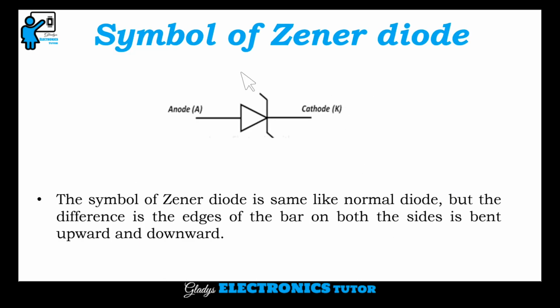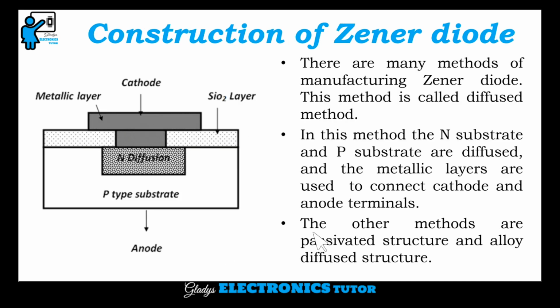This is the symbol of Zener diode. The symbol of Zener diode is same like normal diode, but the difference is the edges of the bar on both the sides is bent upward and downward.